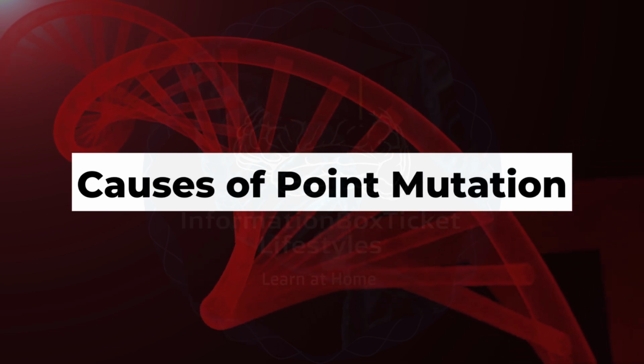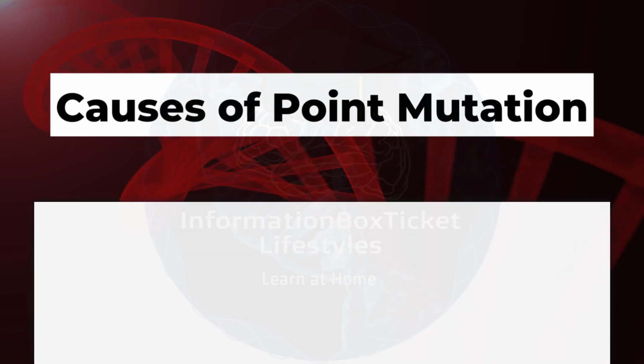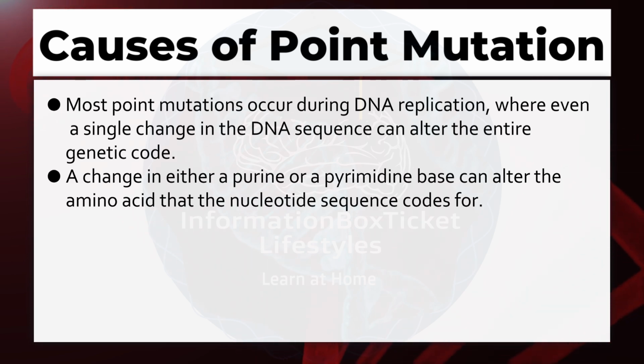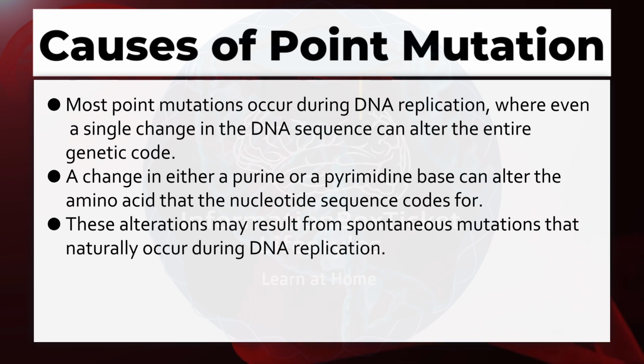Causes of point mutation. Most point mutations occur during DNA replication, where even a single change in the DNA sequence can alter the entire genetic code. A change in either a purine or a pyrimidine base can alter the amino acid that the nucleotide sequence codes for. These alterations may result from spontaneous mutations that naturally occur during DNA replication.